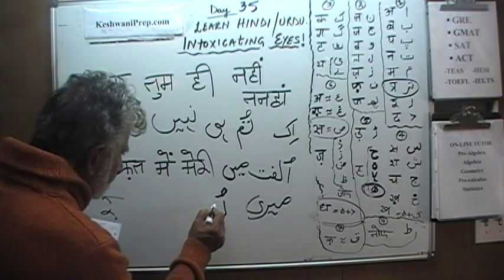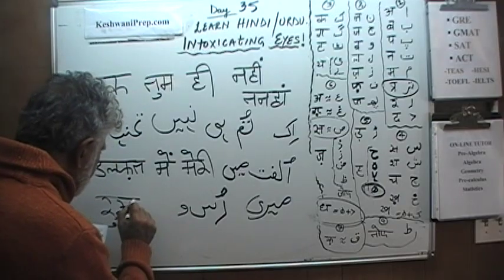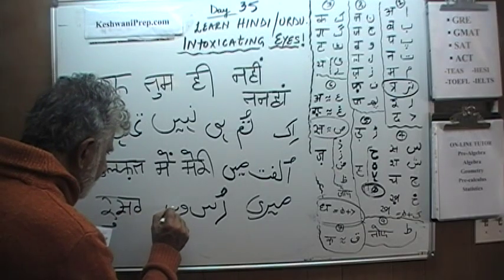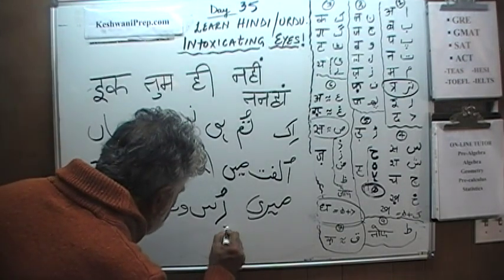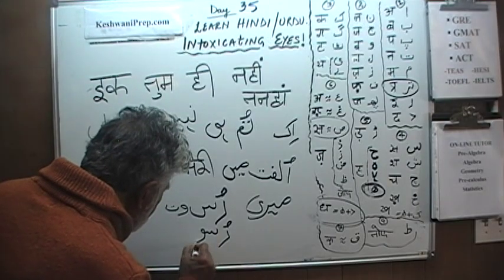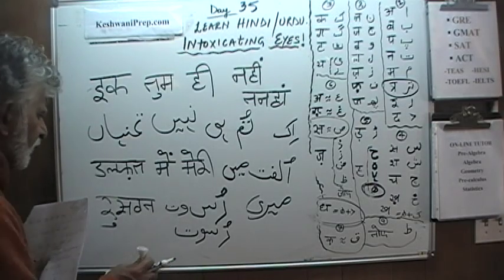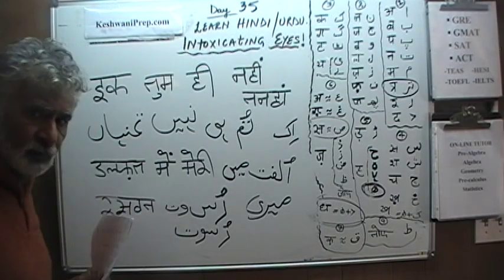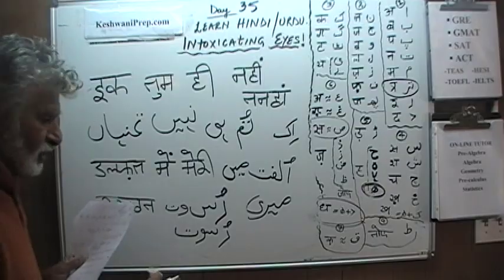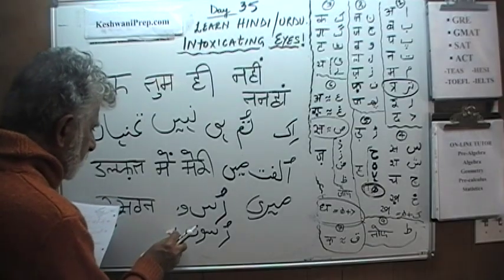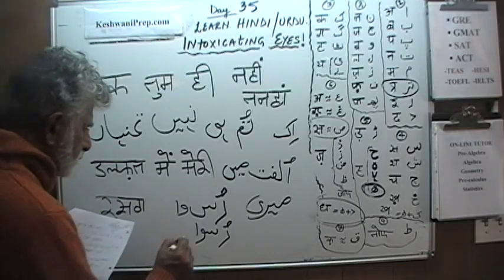Ruswat. Ru, sa, wa, and then ta. Let's put it together. Ru, sa, wa, ta. Oh, we don't need ruswat, we need ruswa. Ruswat is a word which is the noun form. What we need is an adjective, ruswa.